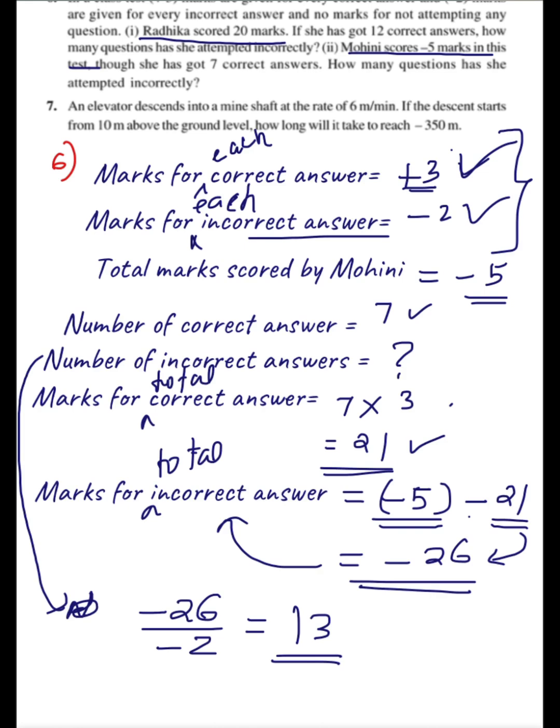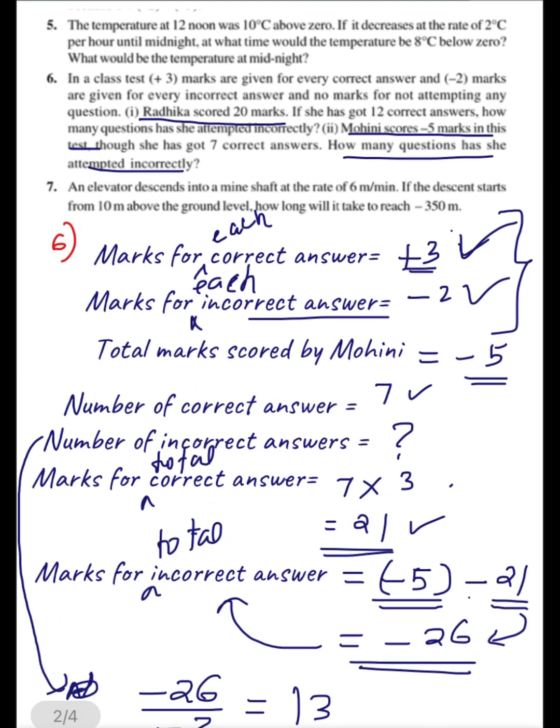The question is, how many questions has she attempted incorrectly? The answer would be 13. So this is all about the 6th question. I hope you understood this. Now let's see the 7th question.